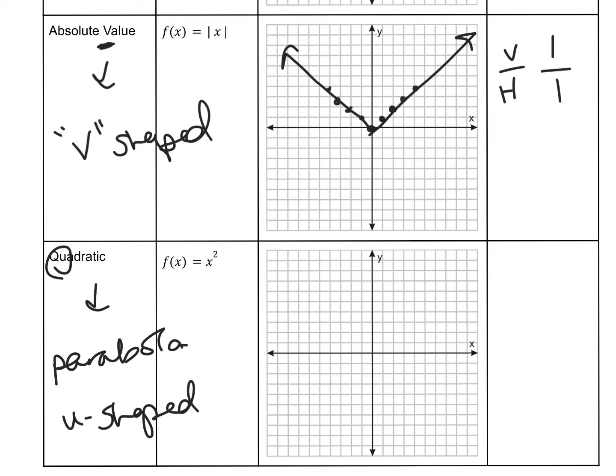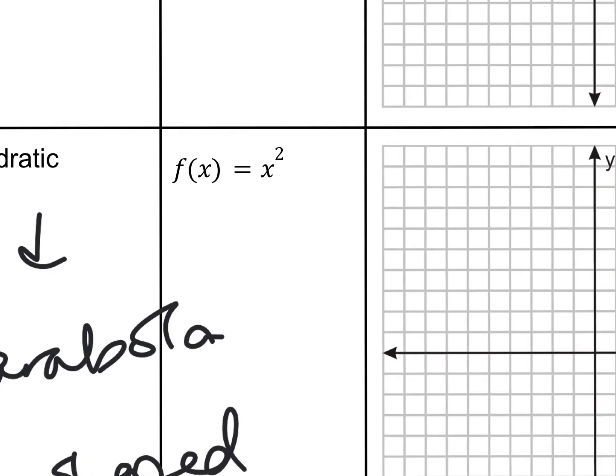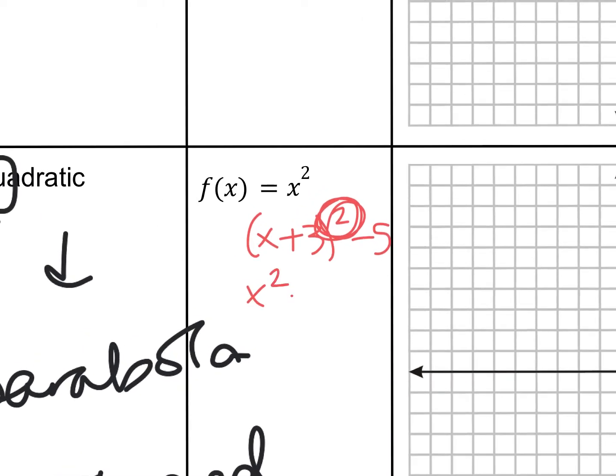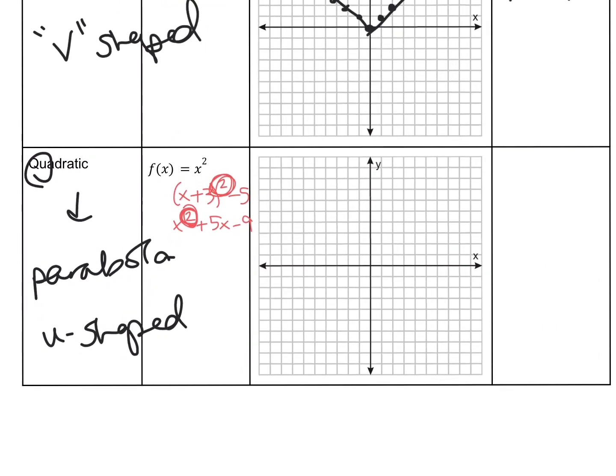So I do want you to note for yourself that sometimes we see it written like this, x plus 3 squared minus 5, right? Like that, this squared is going to make that a quadratic. We can also see it as x squared plus 5x minus 9. The fact that this is squared up here and that it's the biggest one still is going to make it quadratic. And we're going to talk more about quadratics and parabolas a lot later. But in this moment, we talk about graphing quadratics.